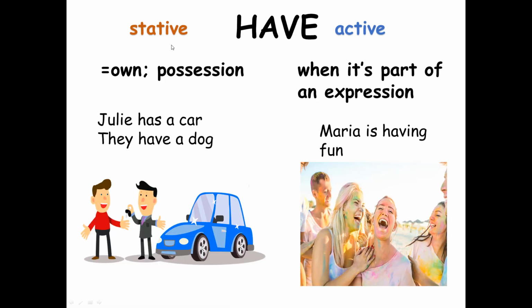Have. As a stative verb, it means own, possession. For example, Julia has a car. They have a dog. As an active verb, it is used when it's part of an expression. For example, Maria is having fun. It is a part of the expression have fun.